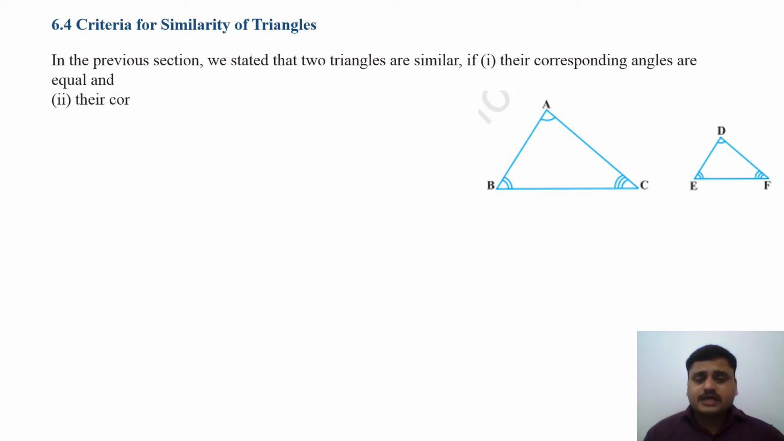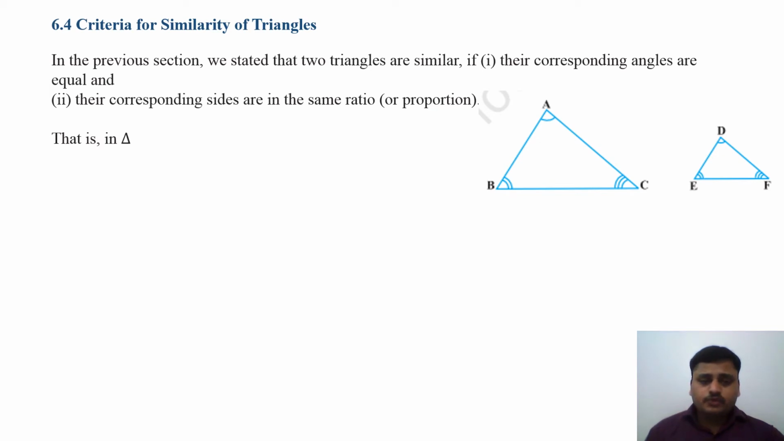Corresponding angles are equal and their corresponding sides are in the same ratio or proportion. We can say either in the same ratio or proportion. Is it clear? So this we already discussed in case of similar triangles.